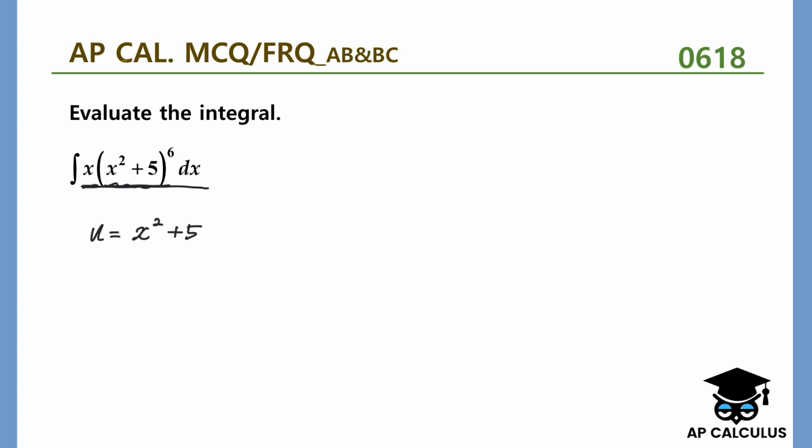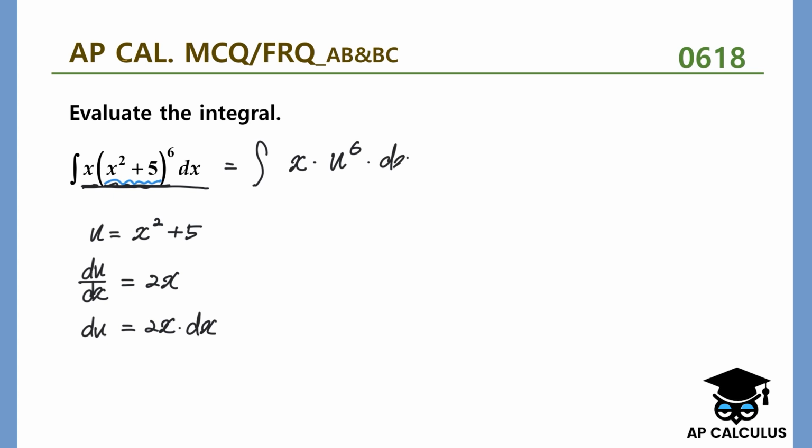Now we have to differentiate this equation to find du. So derivative of this is du over dx. That is equal to 2x, right? So du can be written as 2x times dx. So far so good. So this integral is equal to integral x times, all of this expression is u now, right? So u to the 6 times dx.